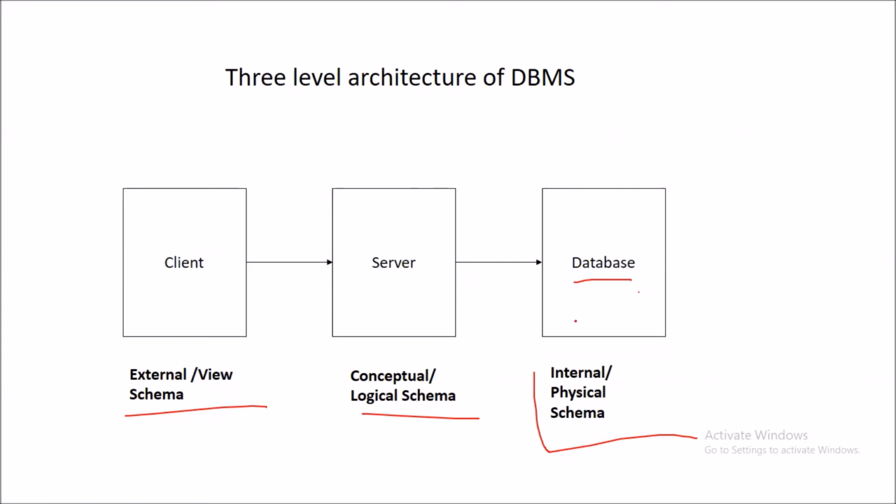So the internal level represents how data is stored physically on disk storage. The logical level defines how the data is organized in terms of tables and how the different attributes in the different tables link together. And the external level shows how the data is displayed to the user.